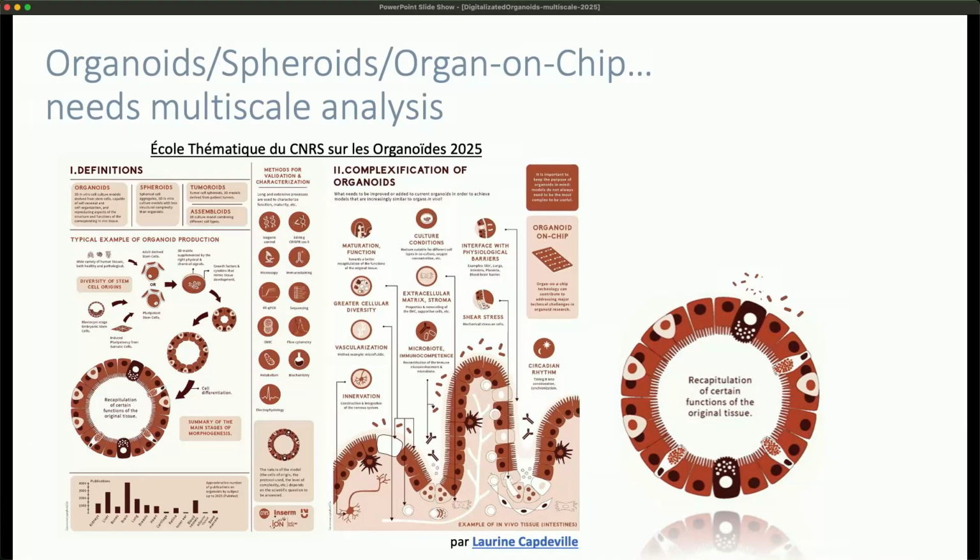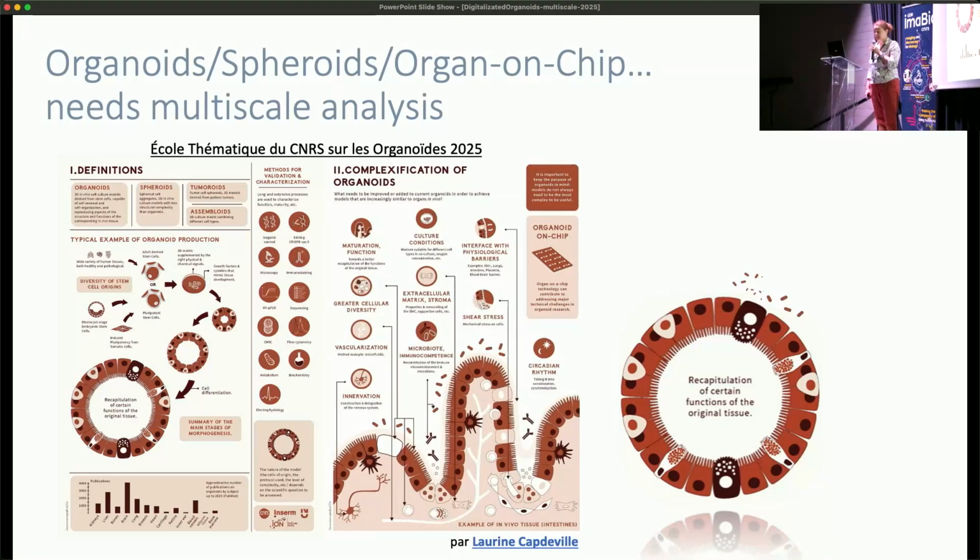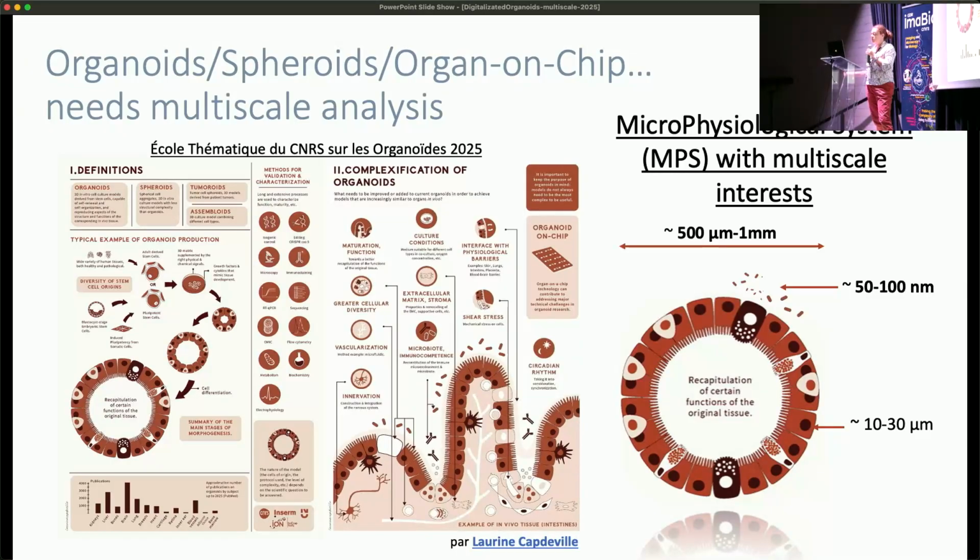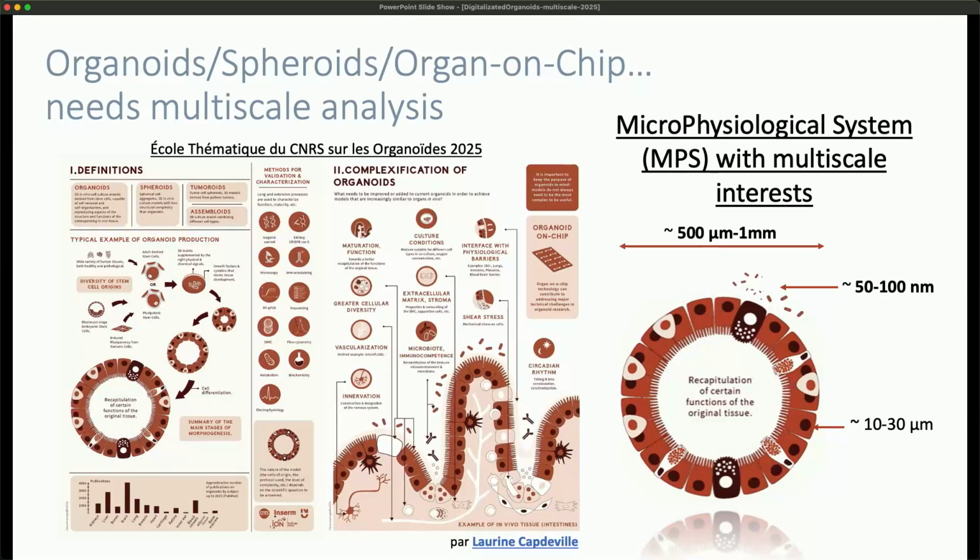So here we are talking about something that is more or less in 3D, a multicellular object that we want to recapitulate a certain function of the original tissue. And we are going to talk about multiscale. So here we are talking about the cellular scale, which is between 10 and 30 micrometers, but we are also going to discuss something that is much more complex to analyze, like the secretome, like the extracellular vesicles. Here we are at the nanometric scale, but also as it is a very complex system that we also call microphysiological system, we would like to be able to know what happens at a multicellular level.